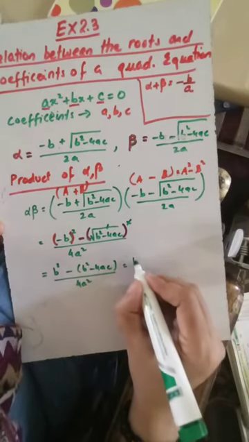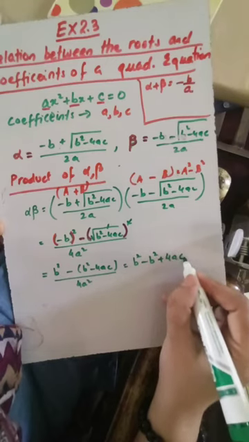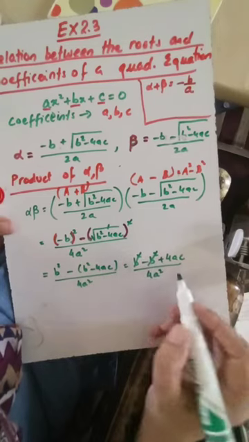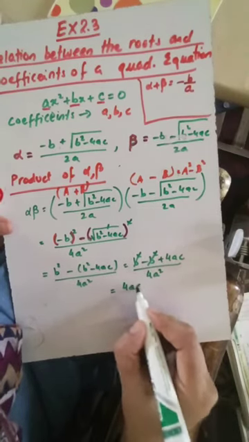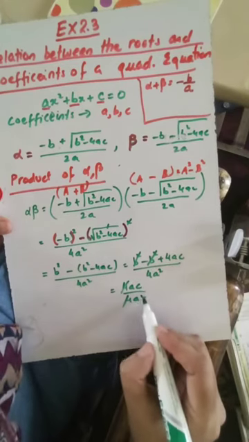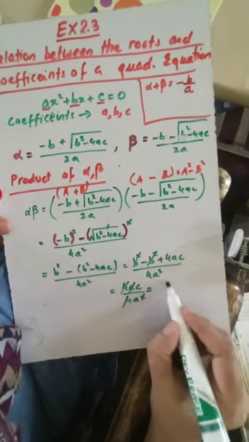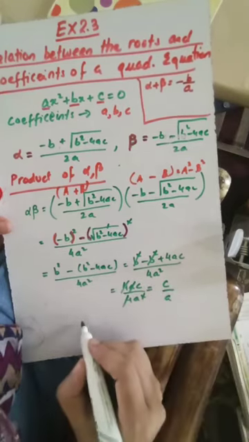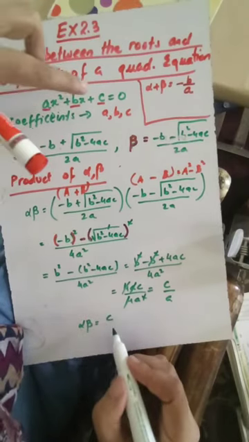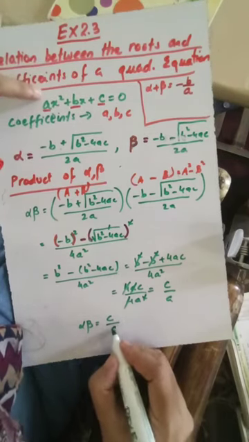Opening the bracket, we are going to get b square minus b square plus 4ac over 4a square. Cancelling out these two, we get 4ac over 4a square. Cancelling out 4, and over here we have square of a and over here we have 1a, so we are going to get c over a. It means the product of the roots is always equal to c, which is the coefficient of the constant term, over a, which is the coefficient of x square.